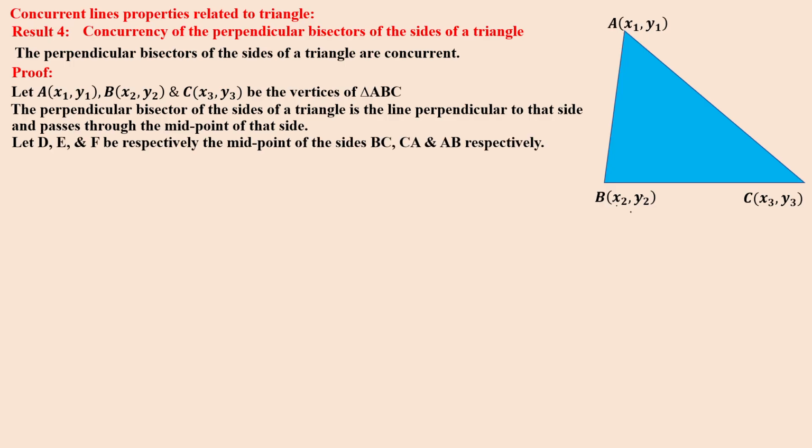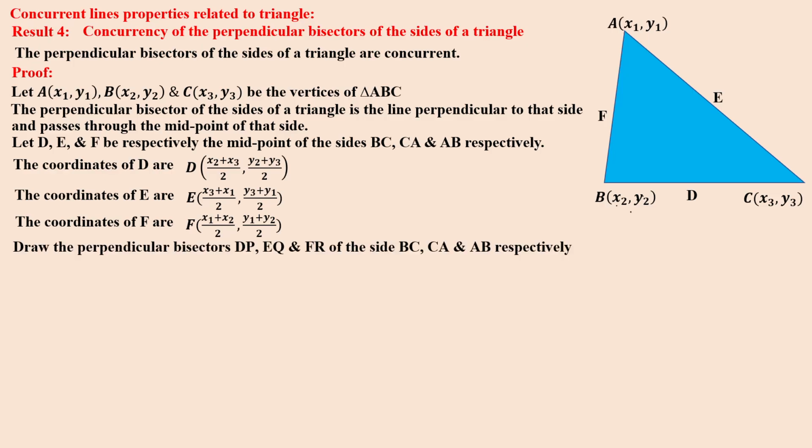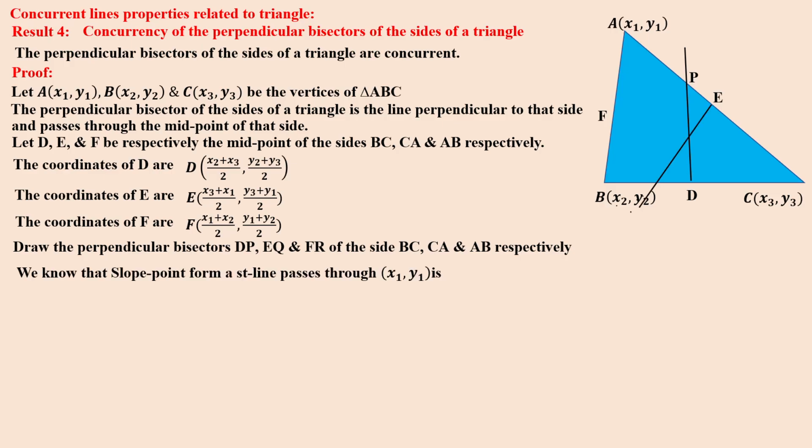So let D, E, F be respectively the midpoints of the sides BC, CA and AB. By the midpoint formula, the coordinates of D are (x2 plus x3 by 2, y2 plus y3 by 2). Similarly, E is (x3 plus x1 by 2, y3 plus y1 by 2), and F is (x1 plus x2 by 2, y1 plus y2 by 2). Now draw the perpendicular bisector DP, which is the perpendicular bisector of the side BC, and EQ, the perpendicular bisector of the side AC, and FR, the perpendicular bisector of the side AB.